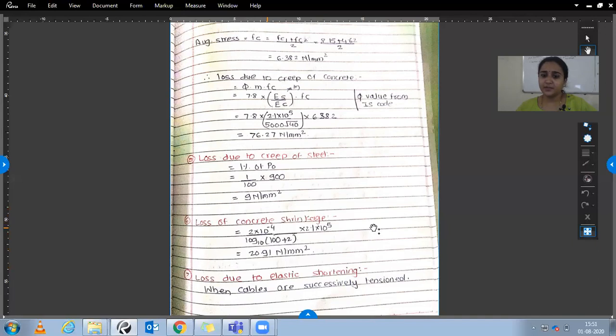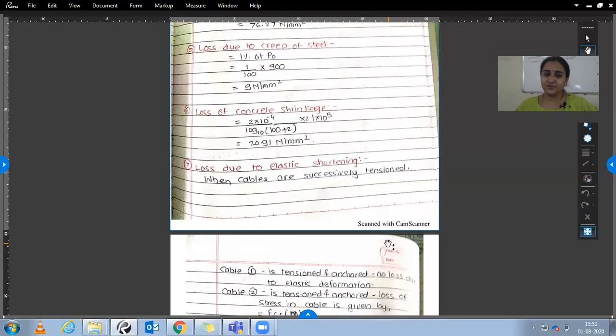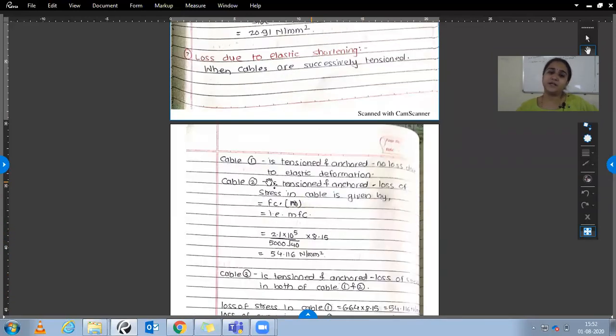Then moving towards the last and main loss, the very tedious loss, which is loss due to elastic shortening. Here the cables are successively tensioned, not tensioned at a time, so this is an advantage we have here. We are going to find the loss due to elastic shortening in each cable, cable 1, 2, 3 and 4. The loss due to elastic shortening is M into FC. It is a simple formula, but we are going to apply it for each cable.